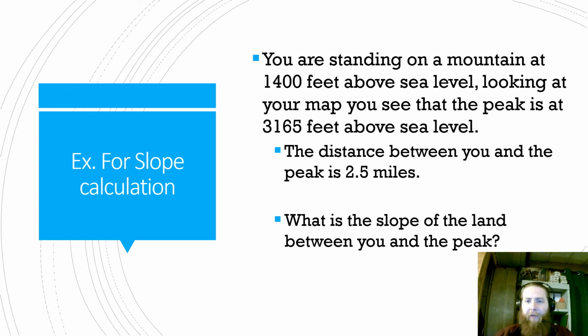Oh, and here's another example. Okay, so we are standing on a mountain at 1,400 feet above sea level, and we see on our map that the peak across from us that we want to go up to is 3,165 feet above sea level, and that the distance between us is 2.5 miles. So how do we find this slope? Well, if you want to pause it and do it before I give you the answers, you could do that now. I'm going to work through it.